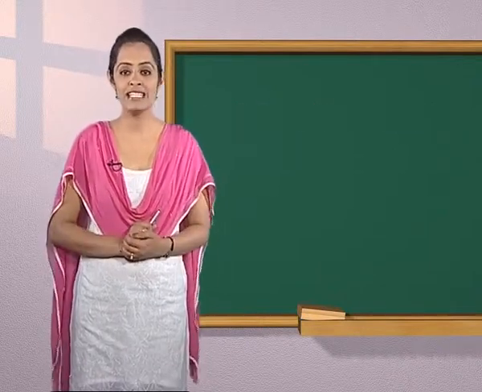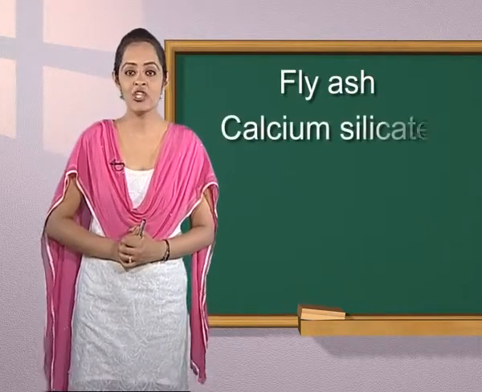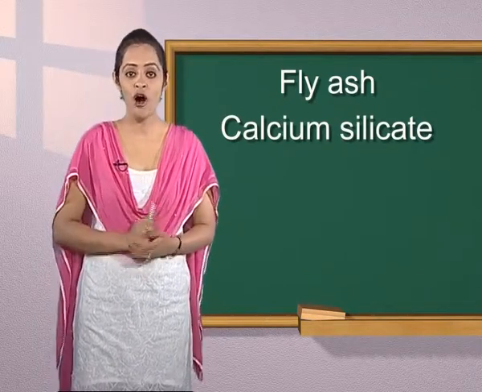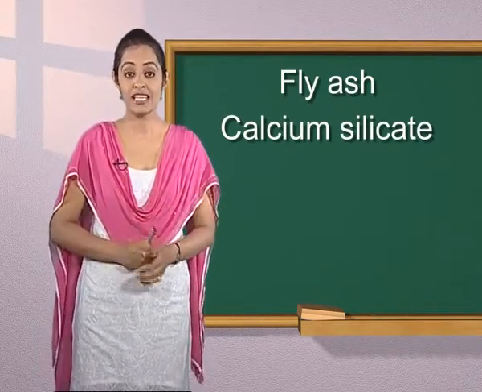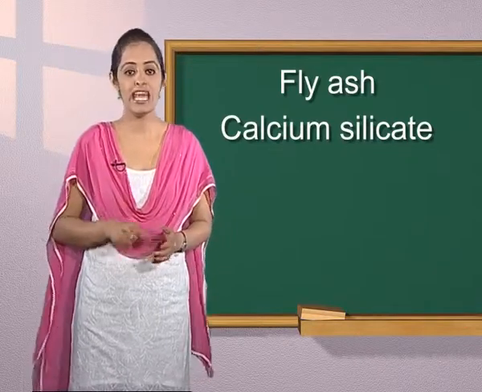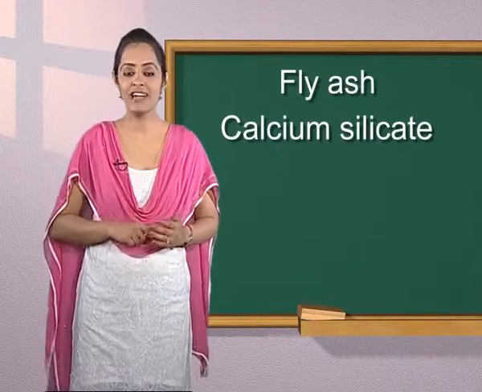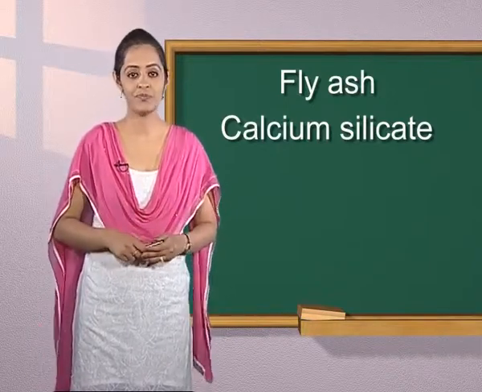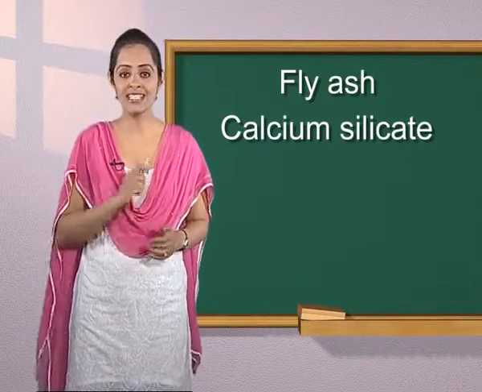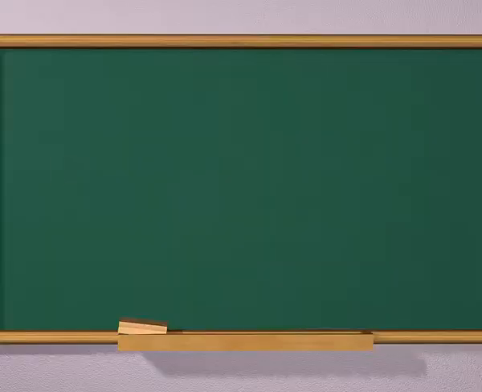One of them is fly ash, which consists of calcium silicate and is the byproduct of steel industry. This is cheap and is mixed with cement in order to reduce its cost without affecting its quality. Cement is also being made from rice husk, which is rich in silica contents.